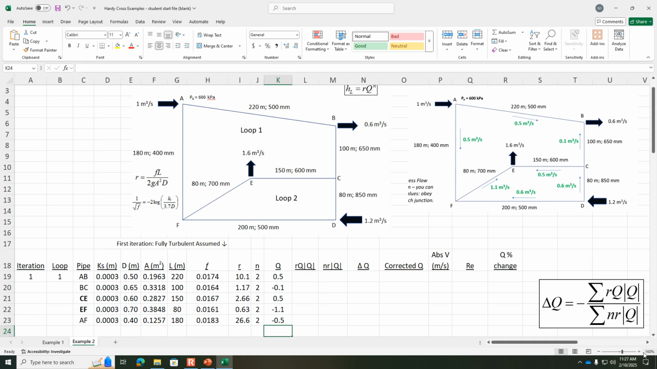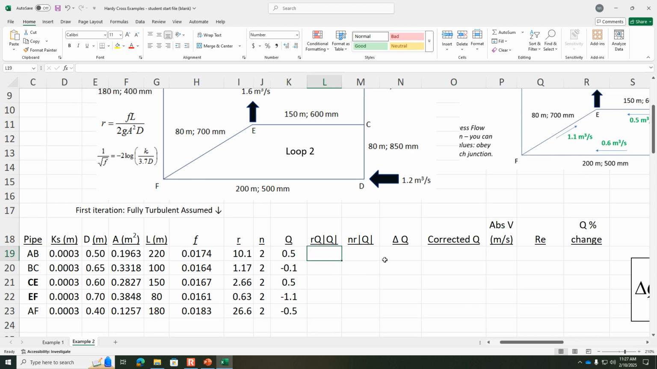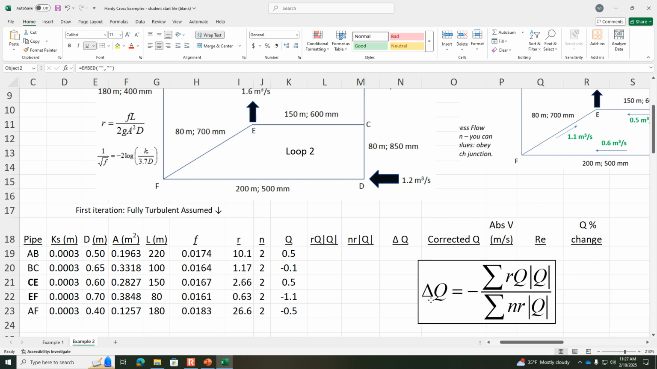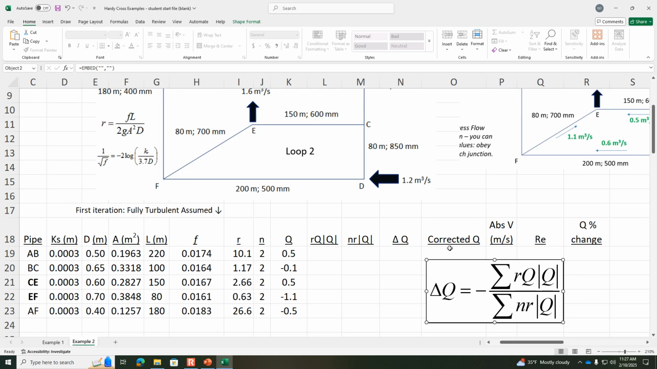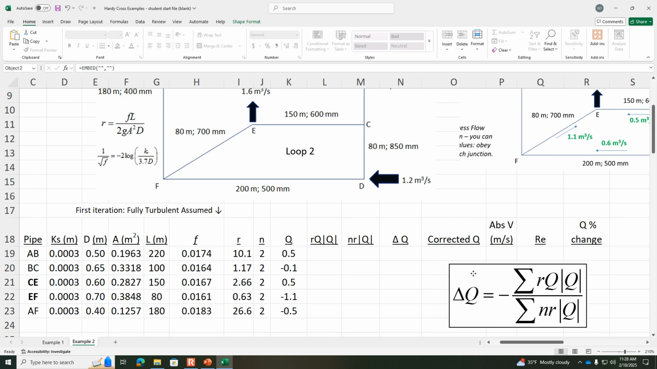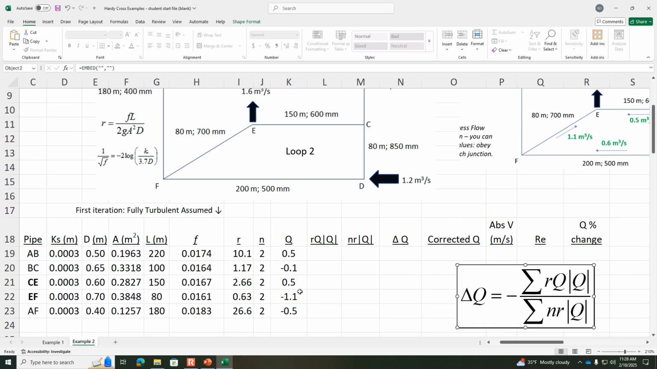Okay, once you've got the flow rates into the template, this is where we start doing these calculations with R times Q times the absolute value of Q, and N times R times the absolute value of Q. We're doing it because here is our formula for the delta Q. This is kind of where the energy balance is built in. It's the heart of the method: correcting the estimates of flow rate, making sure that the energy is balanced regardless of route. So R times Q times absolute value of Q.